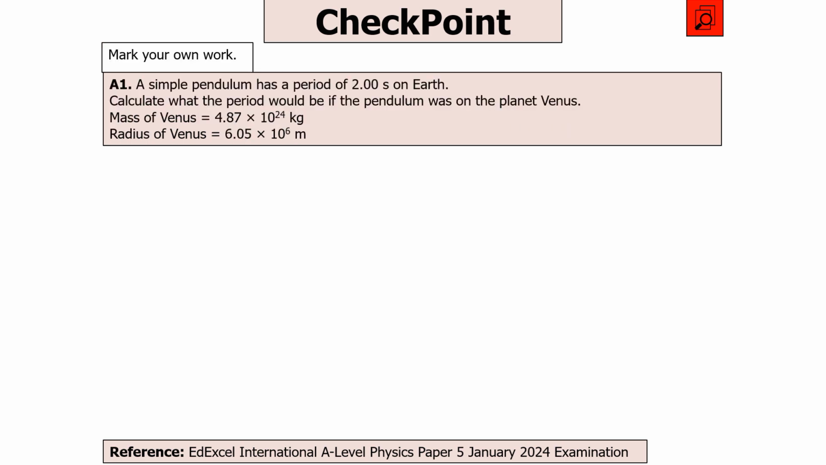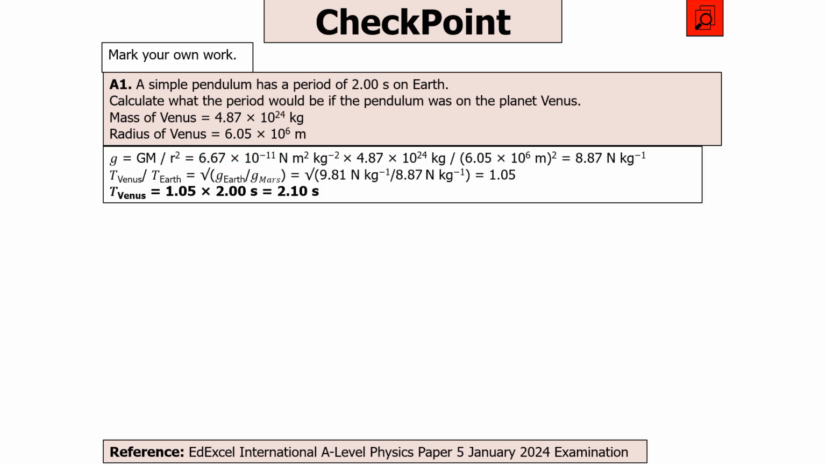Right, so what you can say is we know from the gravitational fields module g equals GM over r squared. So from the information given for Venus, we can work out the acceleration due to gravity on Venus. So it's 8.87 newtons per kilogram.